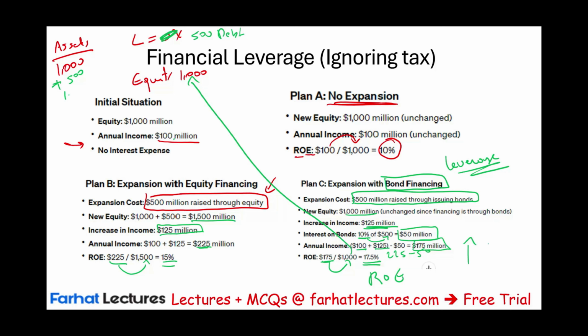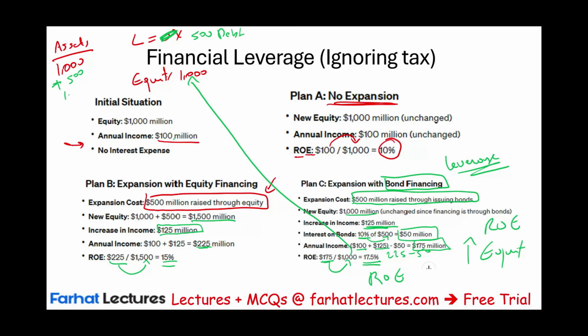It means we were able to improve return on equity. So shareholders are happier because we were able to improve the return on equity. As a shareholder, you're happier. You're earning more relative to what you invested. Net income is 175 million and you only invested 1 billion.